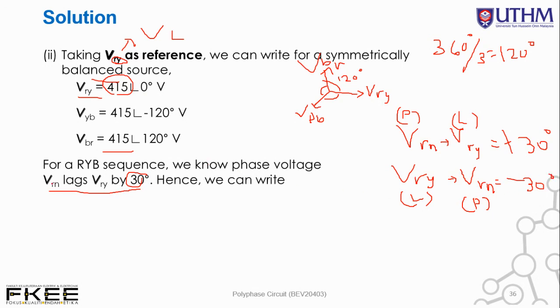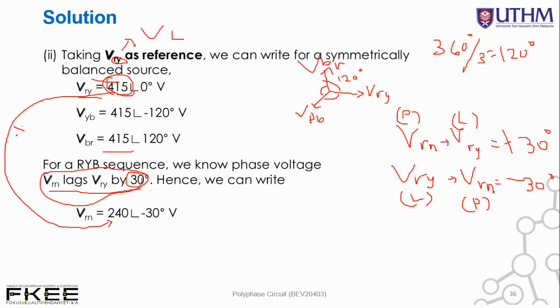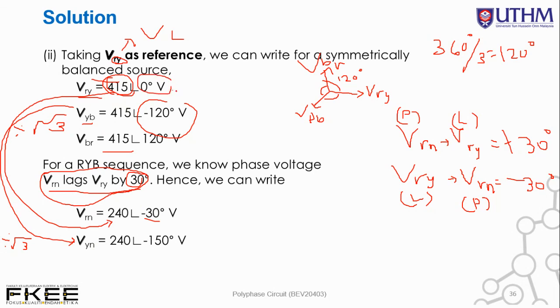So we know phase voltage VRN lags VRY by 30 degrees. Hence we can simply write, so 240, because we divide by square root 3 here. Just now we had multiplication, now we have division, which is divide by square root 3. Minus 30, similarly for the second phase voltage, VYN. Again, divide by another square root 3, and for the previous one, from here to here, minus 30 degrees.